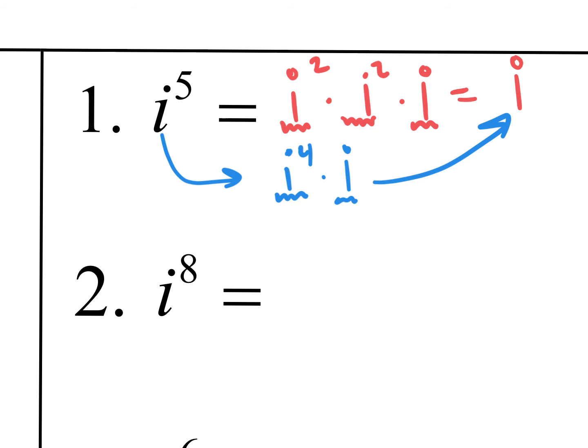How about i to the 8th? i to the 4th times i to the 4th. Yep, the explanation would be i to the 4th times i to the 4th. Now, why would I do that? Because I know that i to the 4th is what? 1. So you really have 1 times 1, which is 1. So this answer is 1.